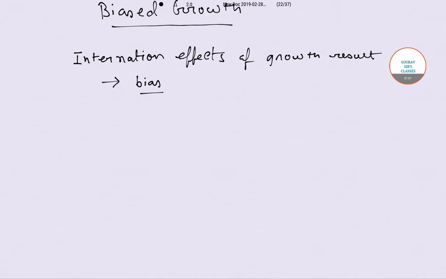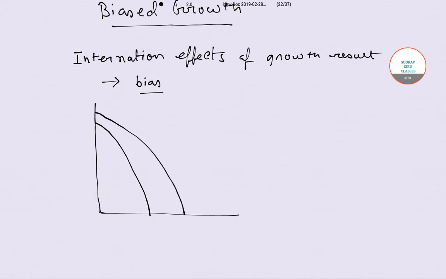What kind of bias? Biased growth takes place when the PPF shifts or moves more in one direction than in the other direction. Say, for example, if you draw this diagram, the PPF was like this. Now the PPF has shifted like this. So this illustrates the biased growth towards cloth, as we measure cloth here and food here. So this is known as biased growth toward cloth. As you can see, the change in cloth is more as compared to the change in food production.